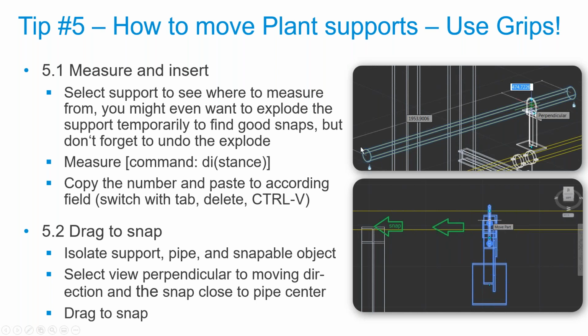So you can get precisely where you need to position a support. And then dragging to snap, for example, if you need to locate a support to a snappable object like a piece of steel, you could go into a perpendicular mode there, click the move part grip, and then you can drag, or not necessarily drag, but once you click it, then you're moving it, and then you can come over to a snap point and then place that precisely where you need it to go. So be sure to remember to use the grips there.